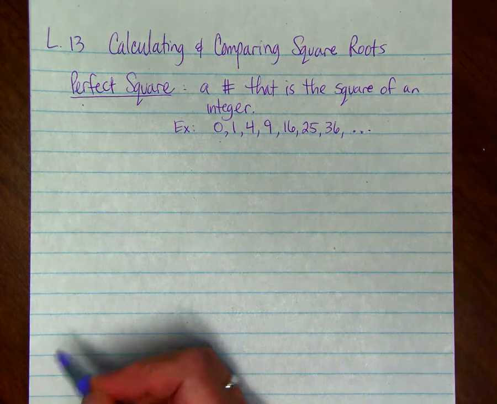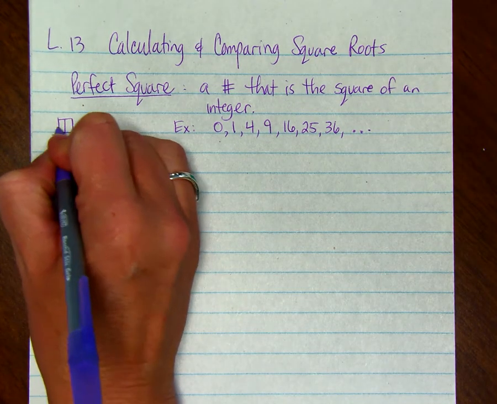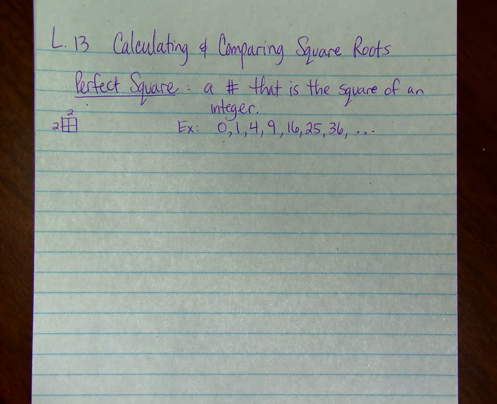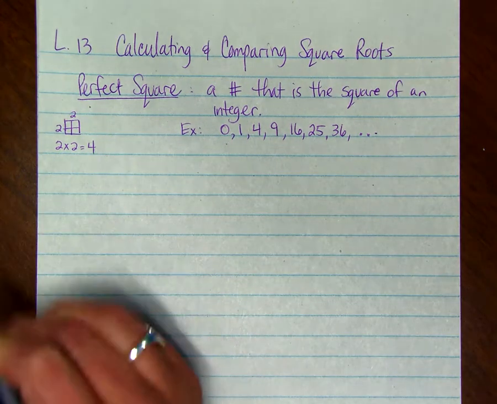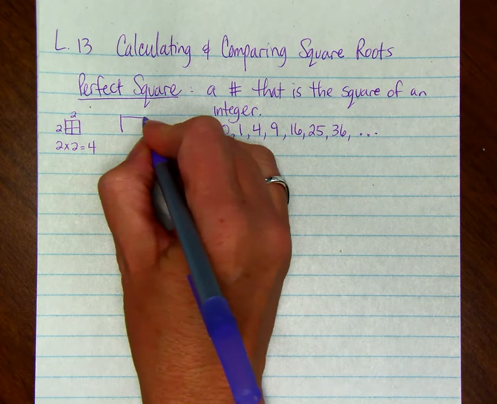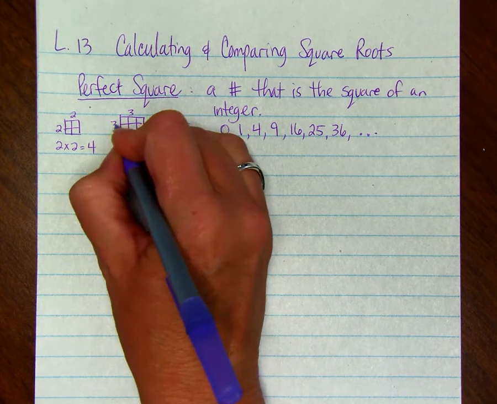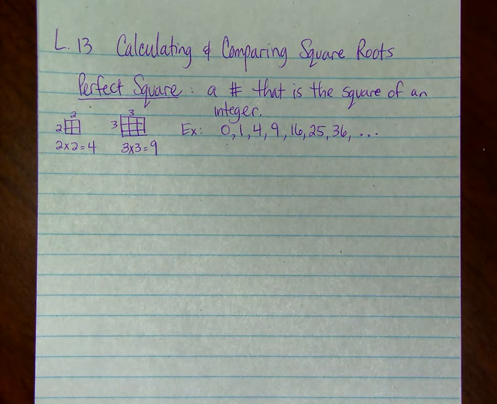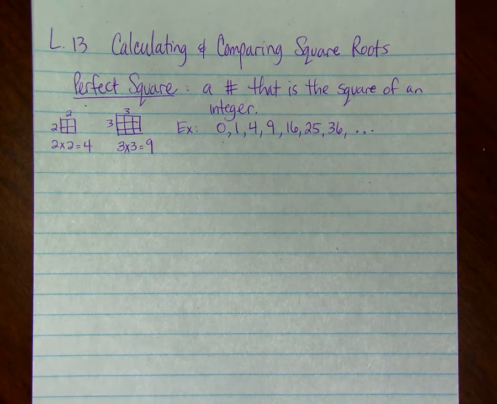It's called a perfect square because if you were to have a square with 2 units on one side, the area would be 2 times 2 or 4, which is a perfect square. Now if we had a square with 3 on a side, to find the area, we would do 3 times 3, which is 9. So that's just the area of a square. Those numbers are perfect squares.